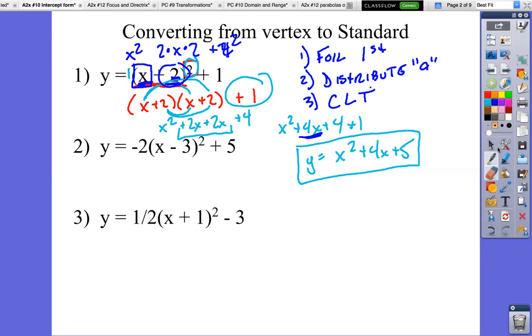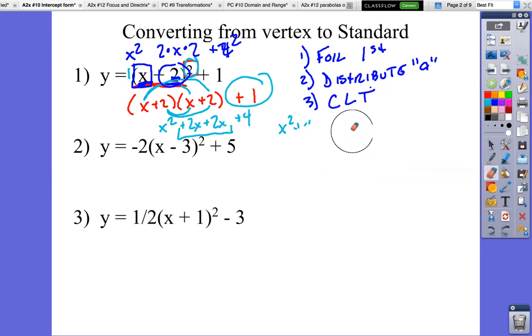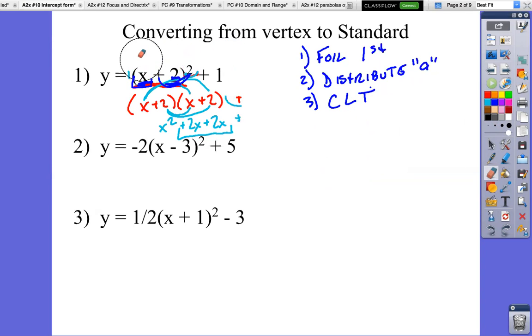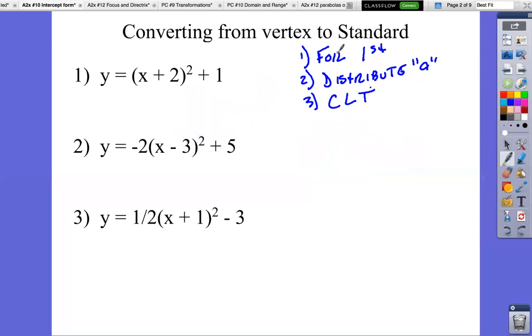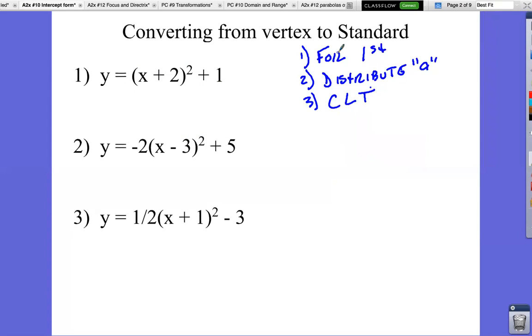So let's try it again. In fact, why don't you guys take about 30 seconds and see if you can go ahead and FOIL this out on number 2. About 10 more seconds.